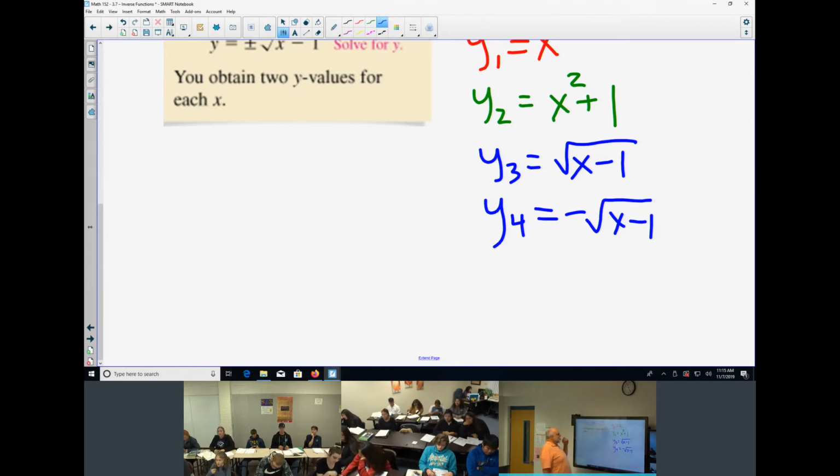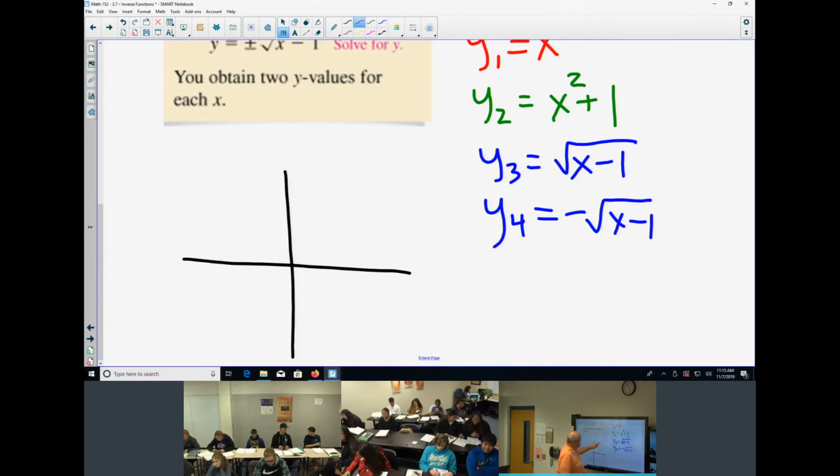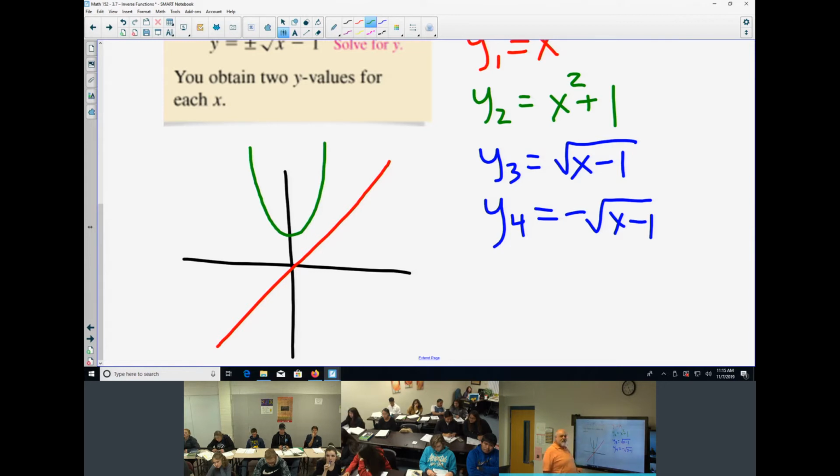And so then what you would end up with is, when you graph it, the y equals x, that's this line right here. The y2, y equals x squared plus 1, would be a parabola that opens up. And then when you graph each of these separately, you'd get the top half and the bottom half of a sideways parabola.